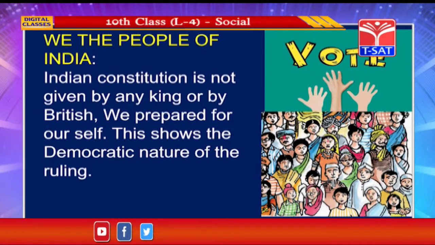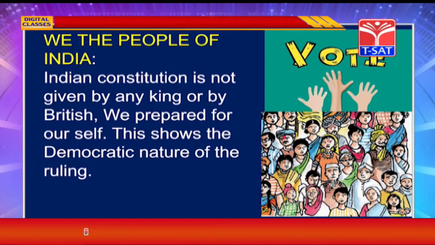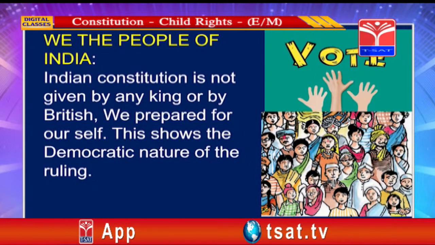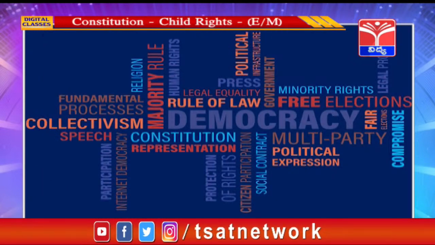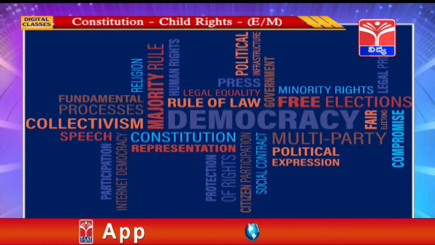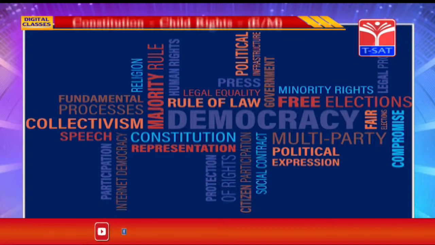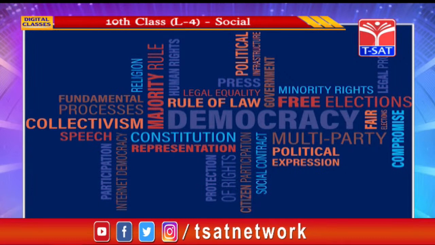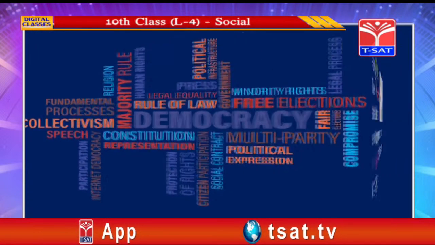And who prepared it? We the people of India, by electing representatives. So this shows the democratic nature of our Constitution. There is no ruling by any king or hereditary rule. We have democratic rule. Some things prove the democracy: we have the Constitution, the rule of law, free elections, freedom of political expression, collectivism. All these show that democracy exists in the Indian Constitution. Like this, we adopted democracy.